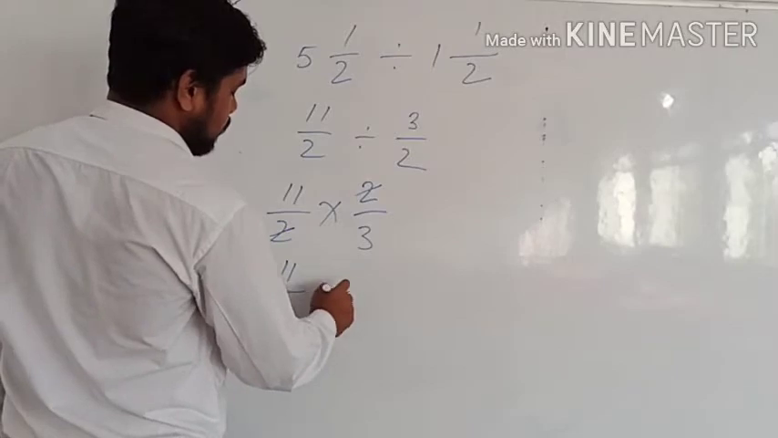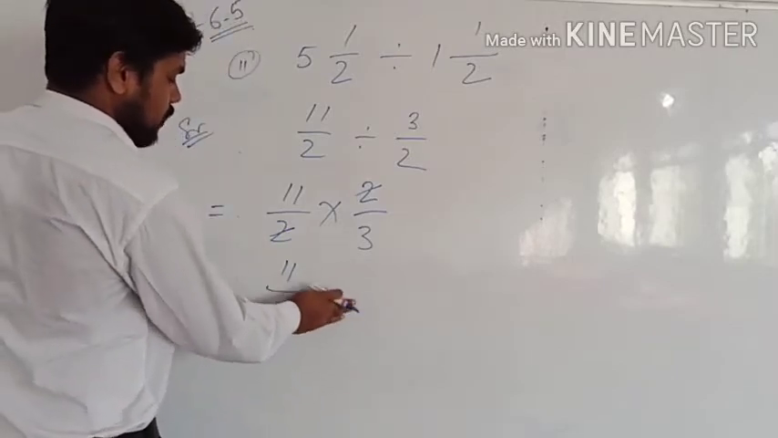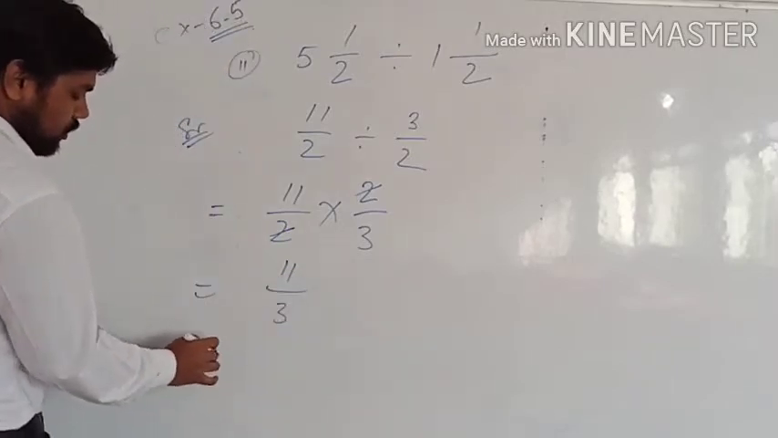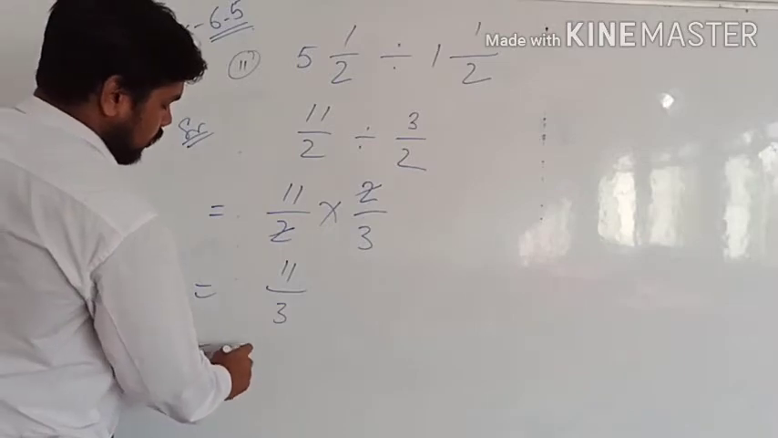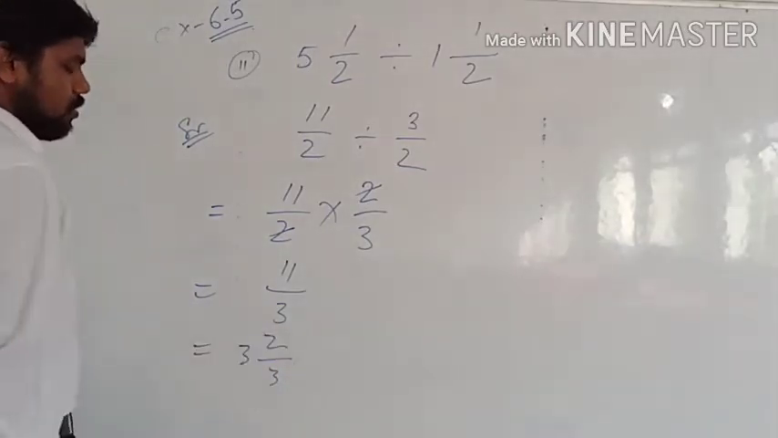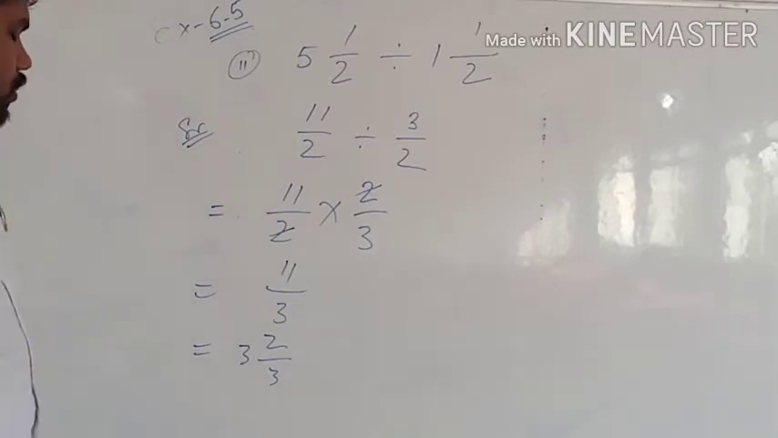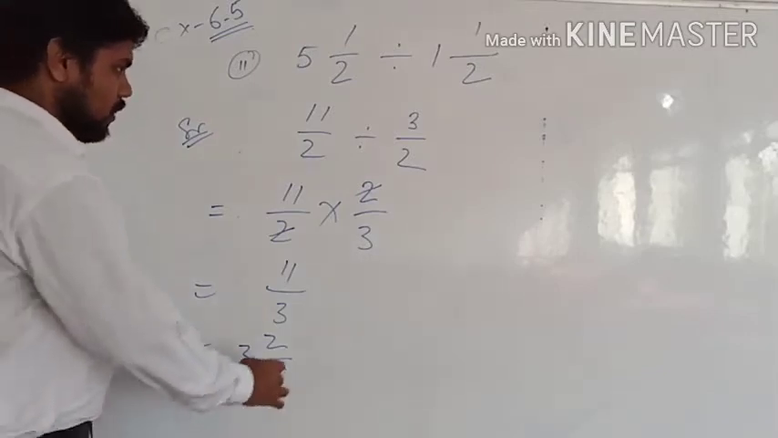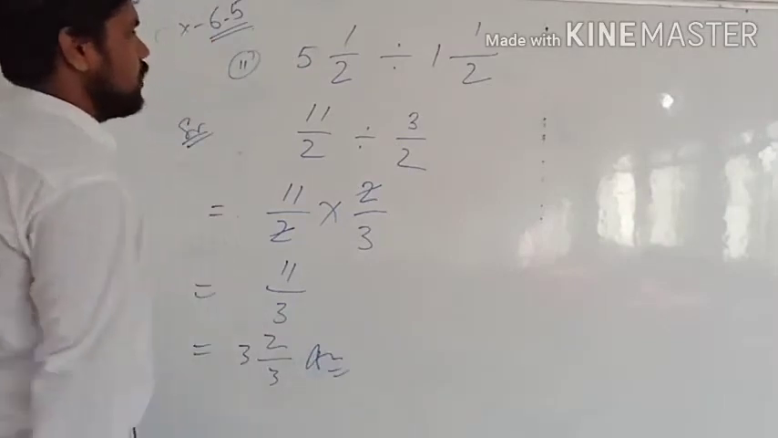So 11 by 3 means you have to write this as a mixed fraction. So 3 3s are 9, 9 and 2 makes 11. So 2. So 3 whole 2 by 3, right? 3 whole 2 by 3 will be the required answer of this division.